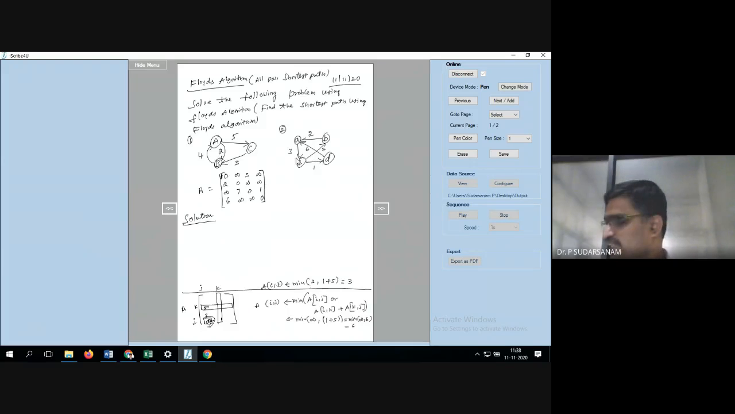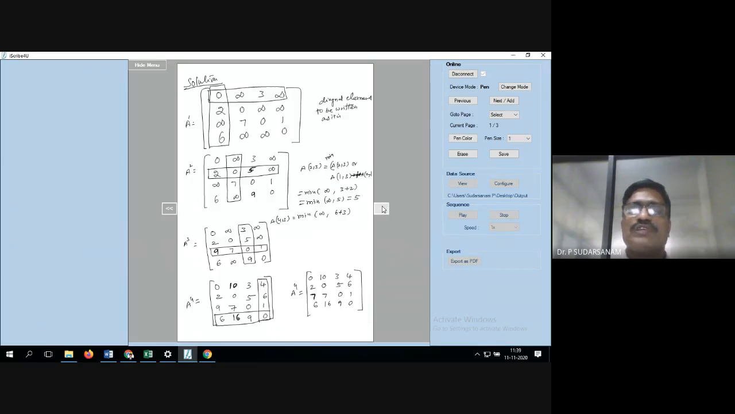Next, D to A? 6. Right. D to B? You have one path: D to A, A to C, C to B. So that means 6 plus 3, 9, 9 plus 7, 16. We got 16 only. Next is D to C. D to C is nothing but D to A, 6. Next is A to C, 3. 6 plus 3, 9. That's what we got. Correct now? So your answer is also right now.